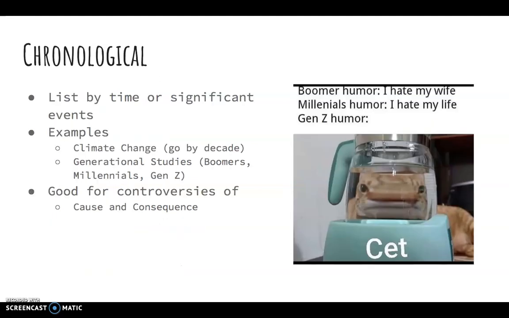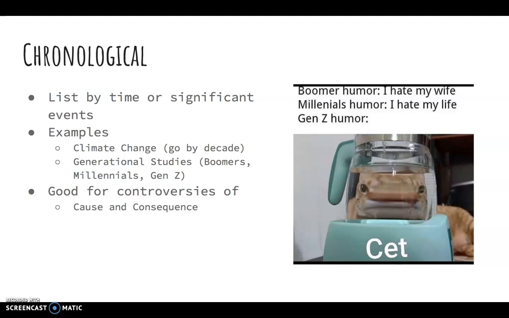Last up, we have chronological, which is organizing by time or events that have a very specific order. So this could be writing again about climate change, where you go decade by decade and then project into the future. Or it could be something based on generations, like you want to focus on boomers, then millennials, and then Gen Z.